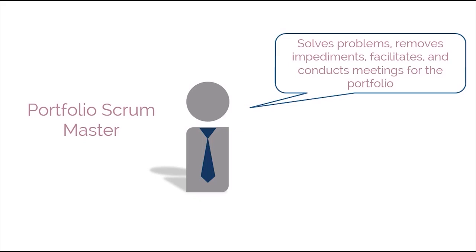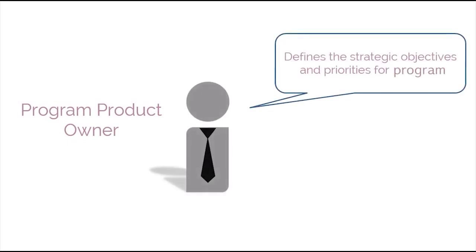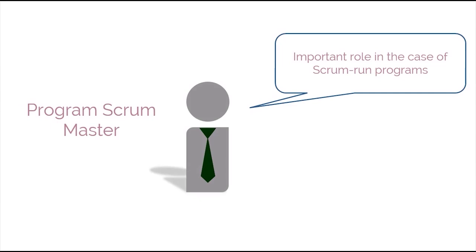Furthermore, in programs, to manage this, Scrum has an important role called Program Product Owner. He or she defines the strategic objectives and priorities for the program. Program Scrum Master is the next important role in the case of Scrum programs.